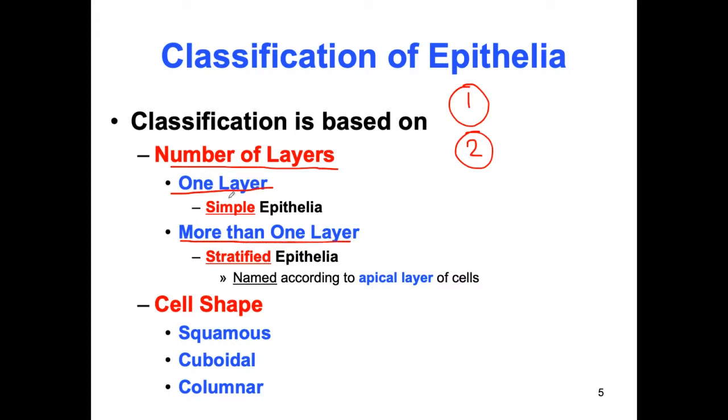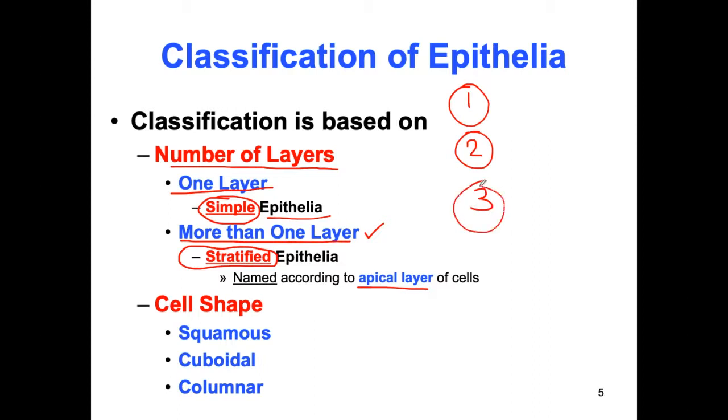And if we see one layer, it's referred to as simple epithelium. And if we see multiple layers or more than one layer, then we're going to refer to it as stratified epithelium. And the layer that we're looking at is the layer at top. It's the apical layer, the layer at the apex or at the top surface. So that's the second question.